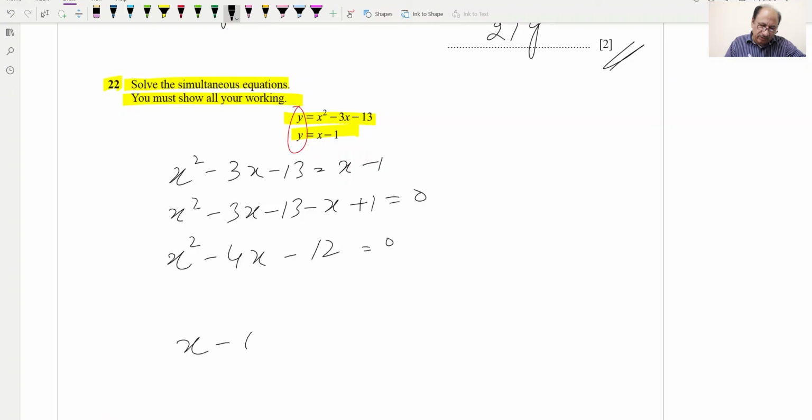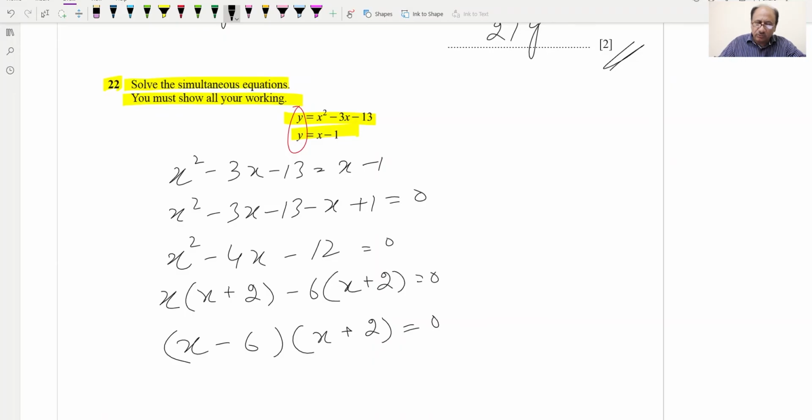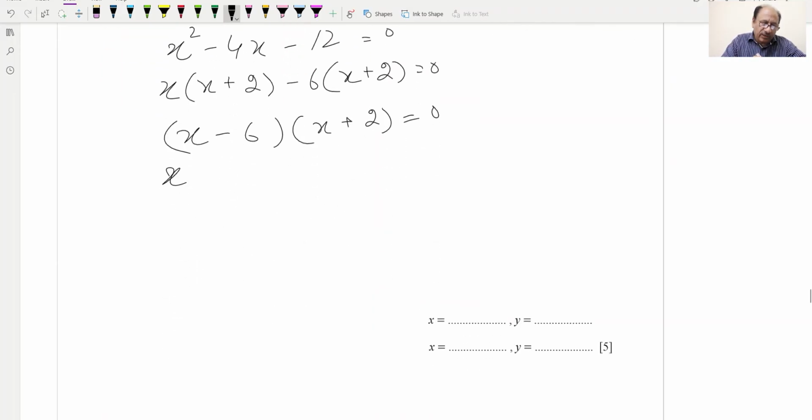So I will write x minus 6 and x plus 2 equal to 0. You have to show the intermediate step, otherwise there will be deduction of marks. So x into x plus 2 and minus 6 into x plus 2 is equal to 0. Now it is perfect, and we find x is equal to 6 and x is equal to minus 2. Now we can calculate the y value for x equal to 6. We know y is equal to x minus 1, which is given. So replacing x with 6, 6 minus 1 is equal to 5.